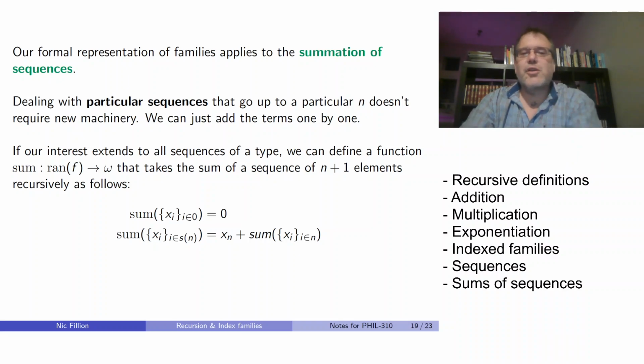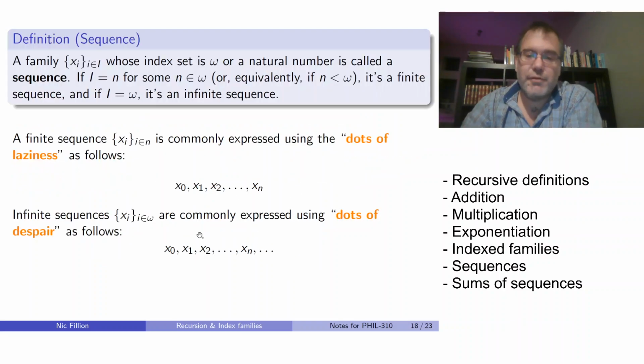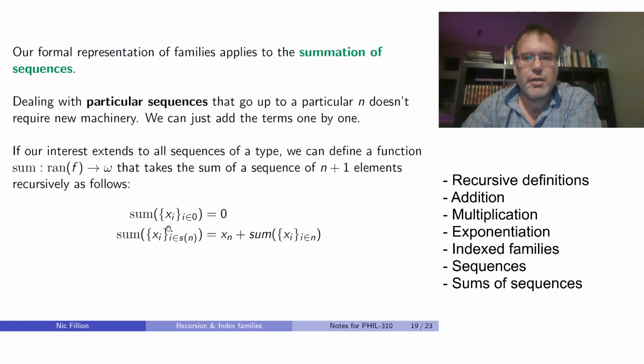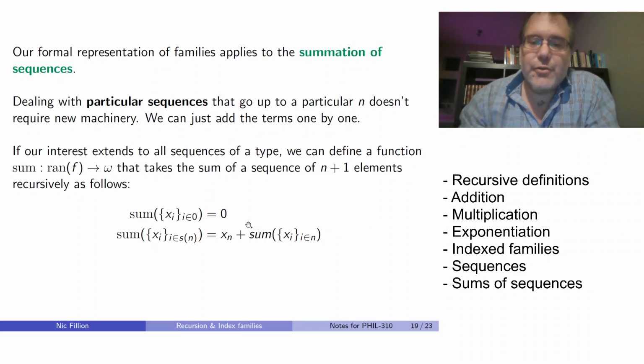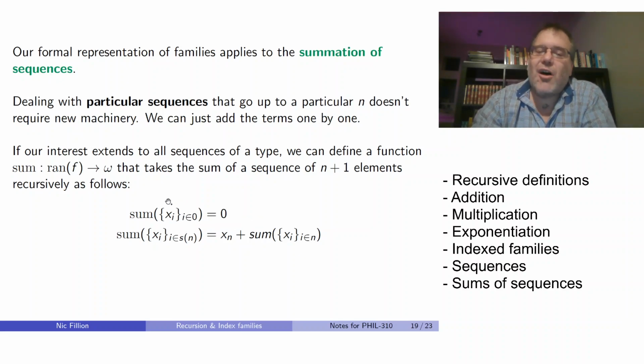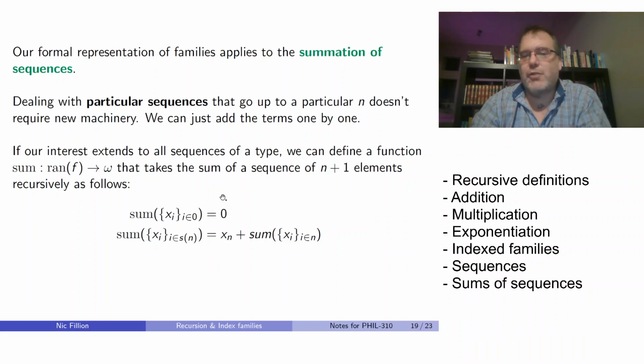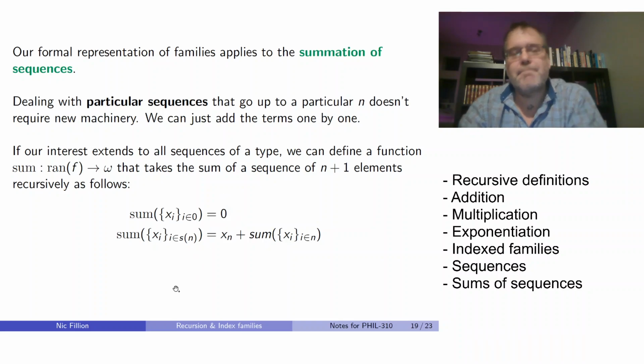Right? So it's going to take a sequence of the first n plus 1 elements, and we're going to define it recursively. So the base case, or the seed value, takes all the elements in a sequence of length 0, right? Which natural numbers are in 0? None, right? So the sum of a sequence of length 0 is 0, right?